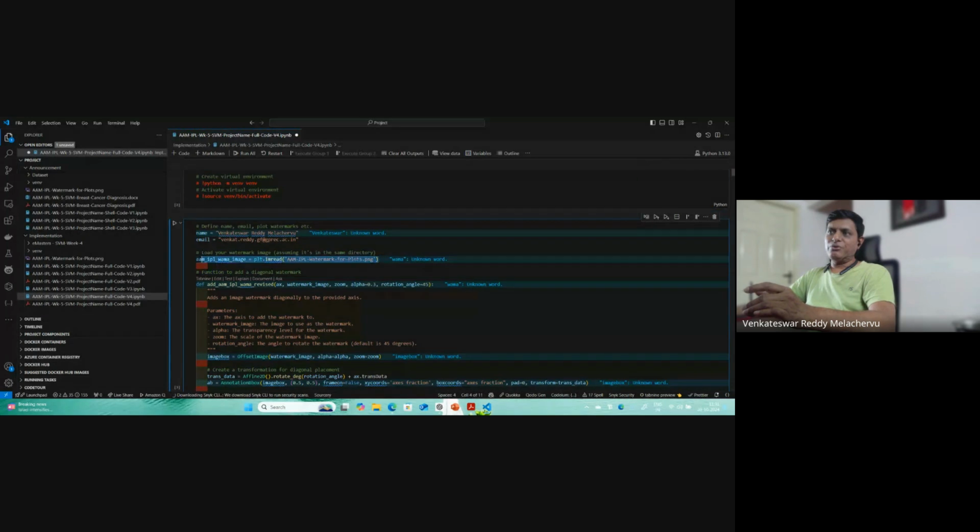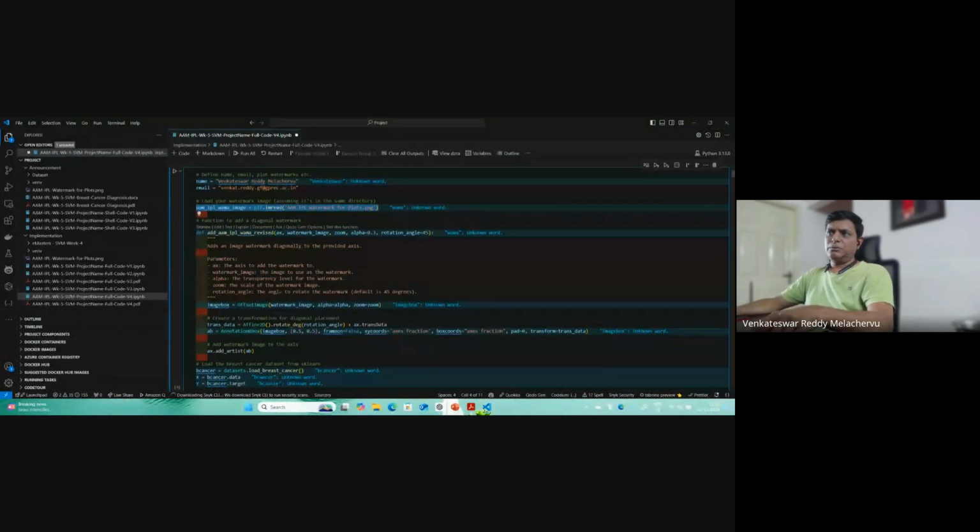I would like you to use the applied AI and ML watermark image on each plot. Watermarking is going to be a habit for the rest of the sessions, to use for each plot that we do. I have given the code in the earlier sessions.